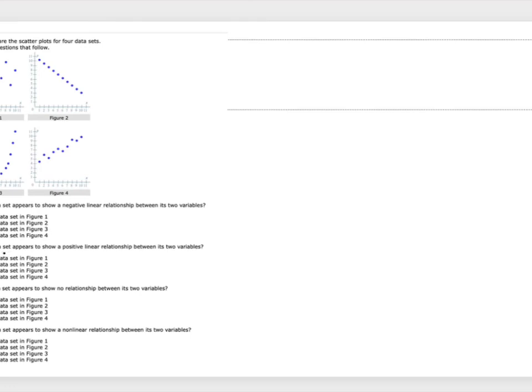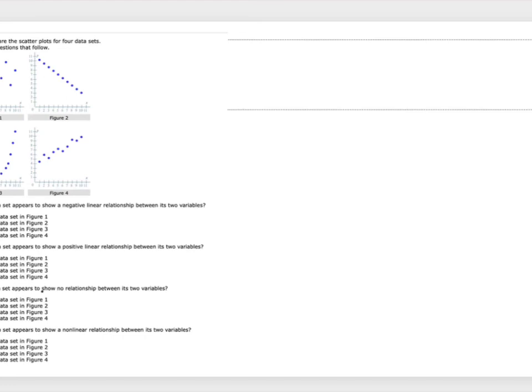Okay, which data set appears to show a positive linear relationship? Okay, this one's not a line. This one's positive. It's going up. And it is pretty linear. It's not perfect, but it is a positive linear relationship. So that would be data set 4.